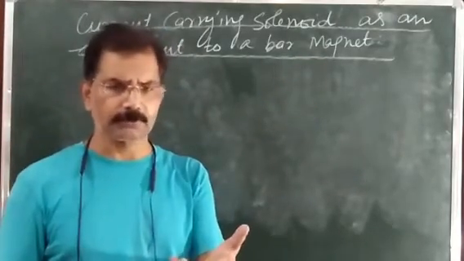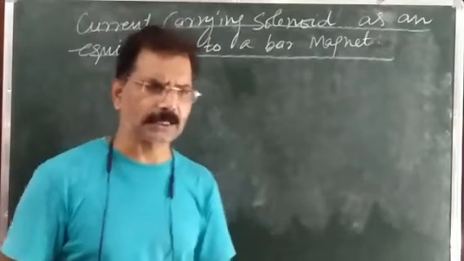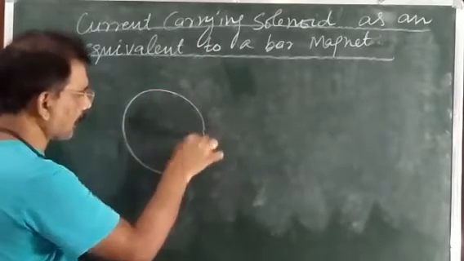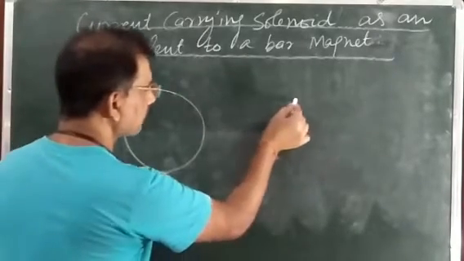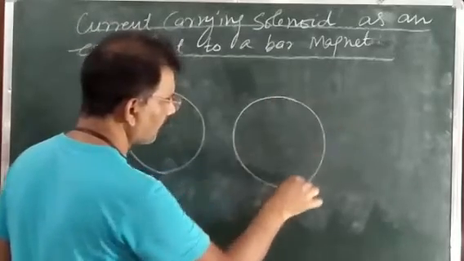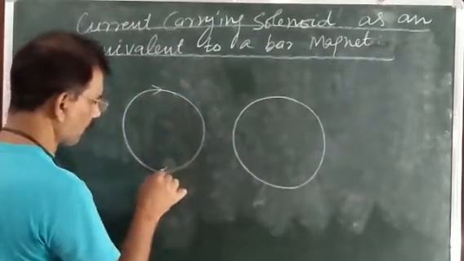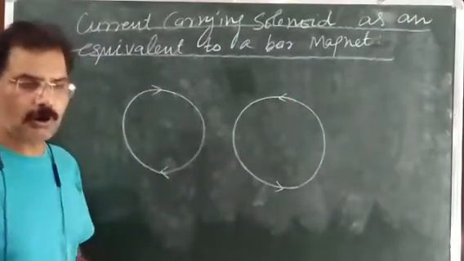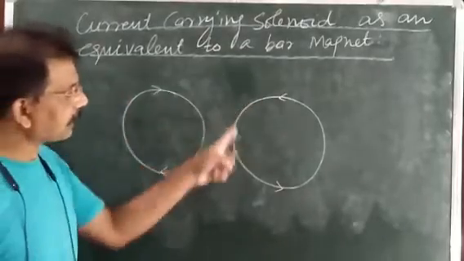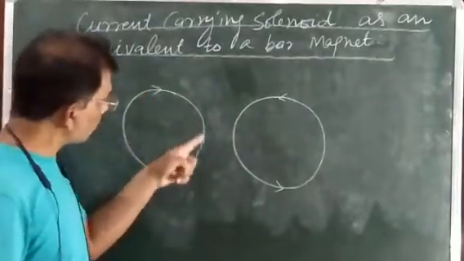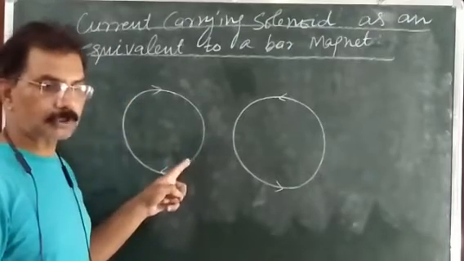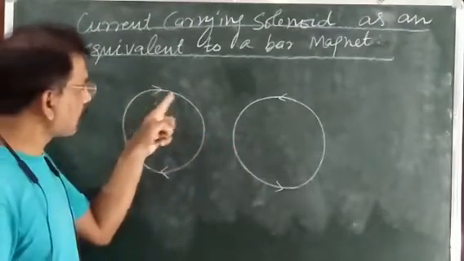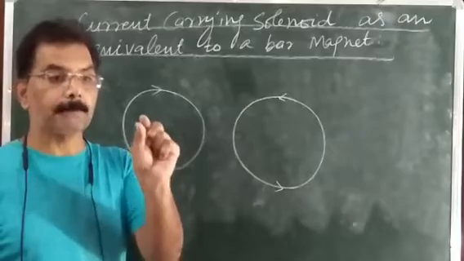And also I hope all of you know this from class 9 or 10. Suppose this one is a current carrying solenoid or current carrying coil. This one is a current carrying coil, and suppose here the current is clockwise and here the current is anti-clockwise. So on the basis of this clockwise or anti-clockwise current, this one is a current loop, and the same concept will be used for a current carrying solenoid. So this one is a current loop, and this current carrying loop behaves like a bar magnet.